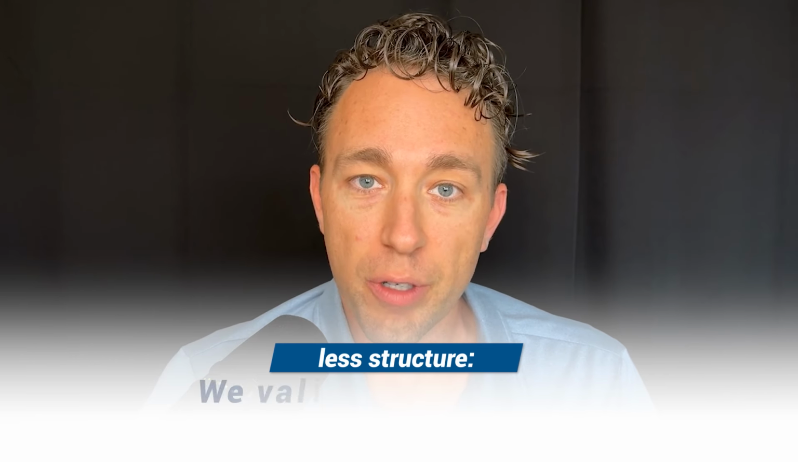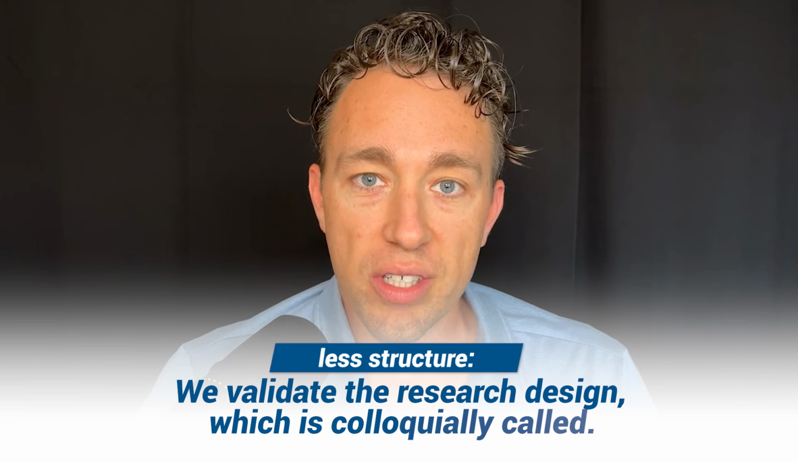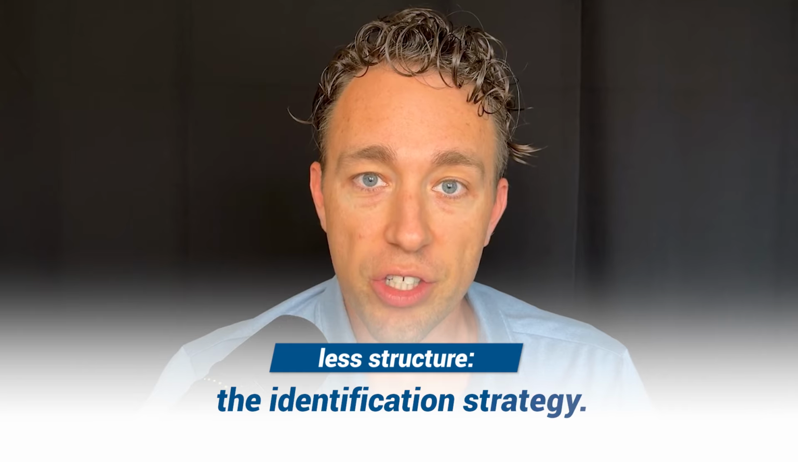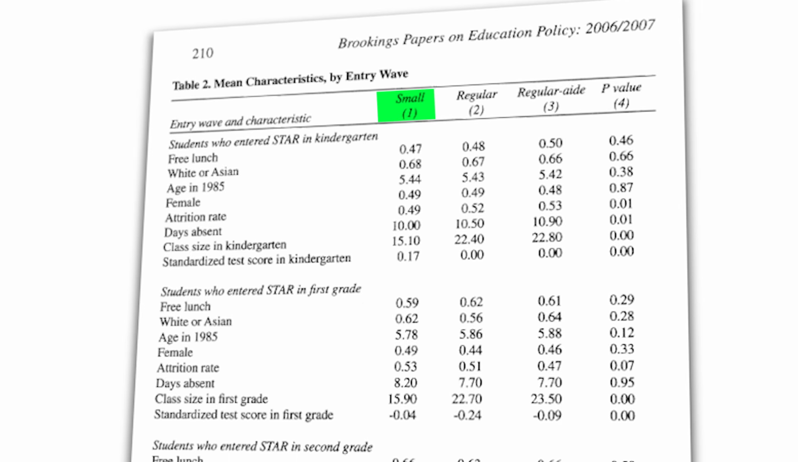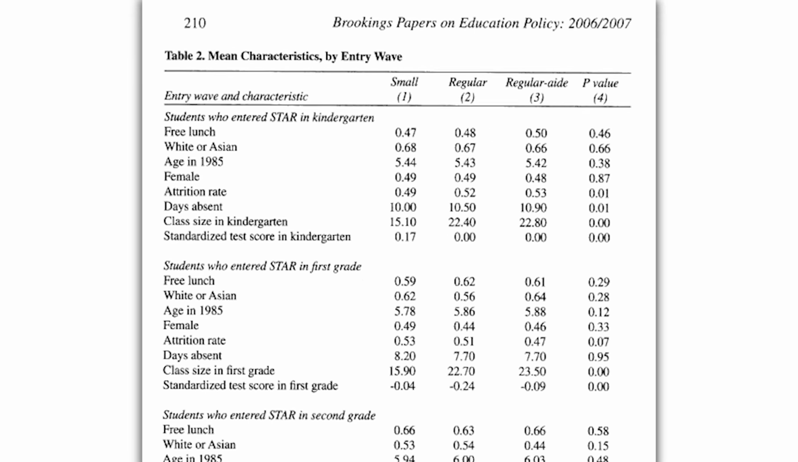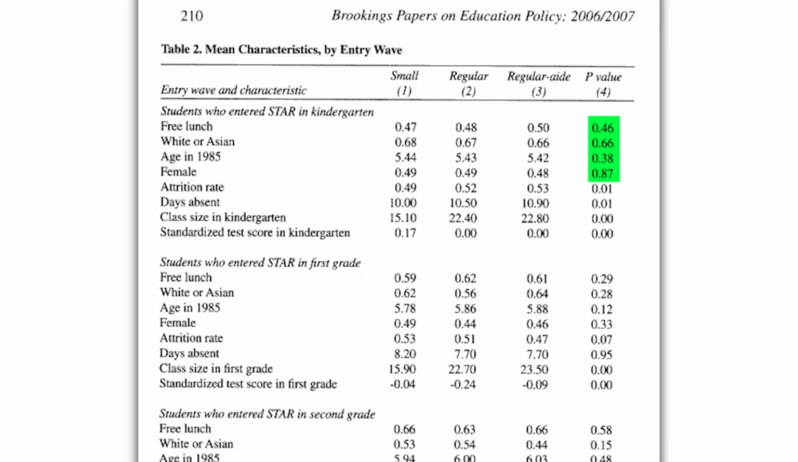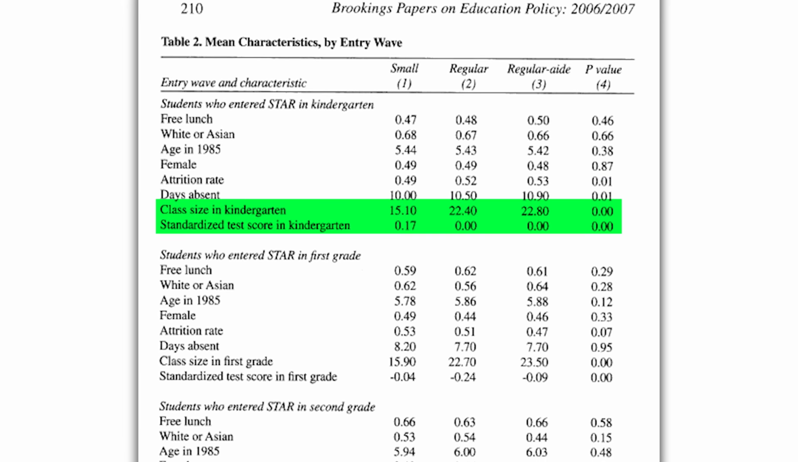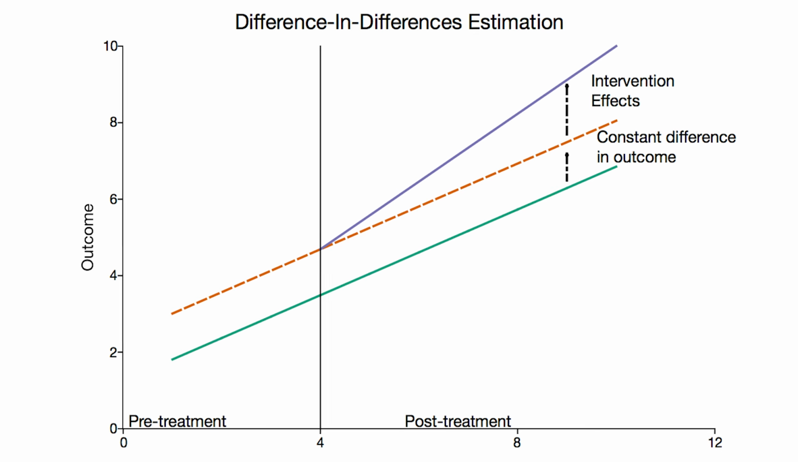In less structural, experimental approaches, we validate the research design, which is colloquially called the identification strategy. And we can do this in different ways depending on which specific type of experimental method we're using. If we're doing a true randomized experiment, then a balance check would be the first stop for validation. The balance check compares the treatment and control groups on all the observables we can see about them, and randomization, on average, would give us minimal and insignificant differences between the two groups on everything except the treatment and the outcome. The limitation of a balance check is that we can't assess the balance on unobservables, which is what we really care about.